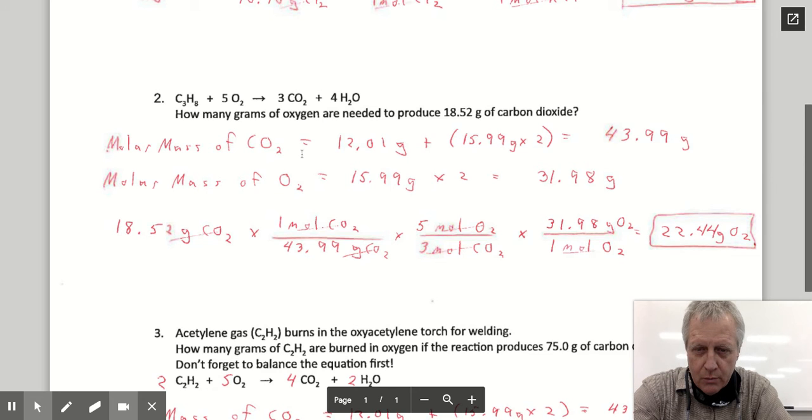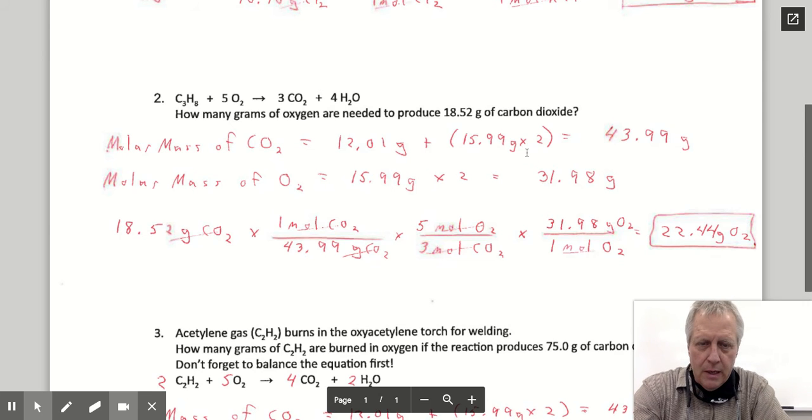As we do molar masses, you'll get part of the rubric and the points towards this challenge if you show that. How did you determine the molar mass of carbon dioxide, or how do you show it for oxygen? That's what's shown here with the proper units. It's going to end up with a mass value of grams.